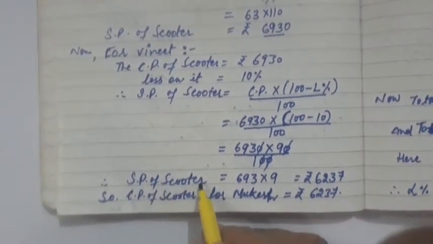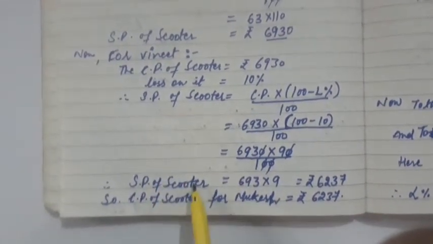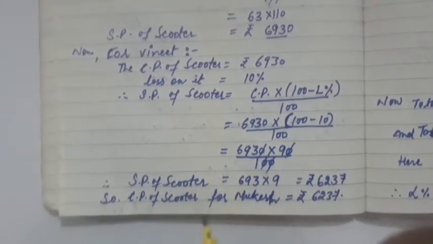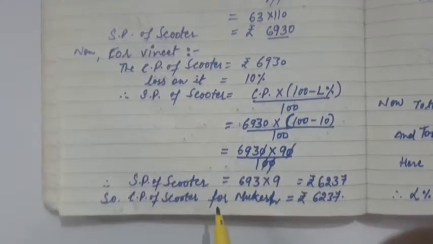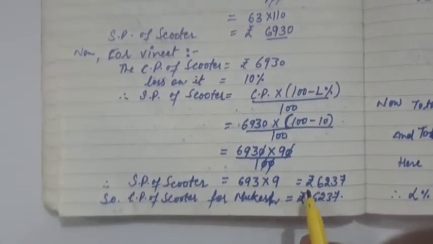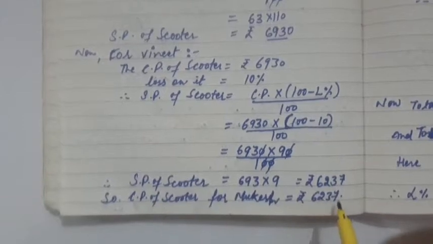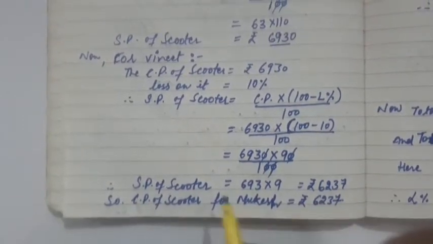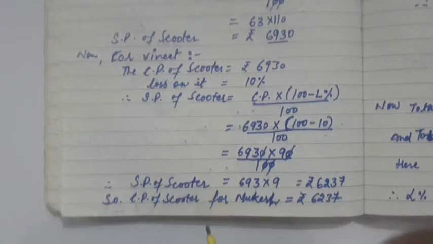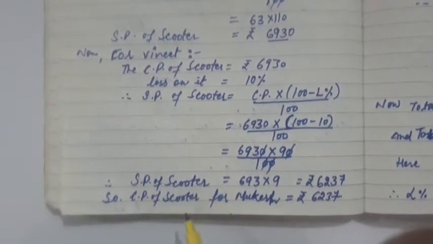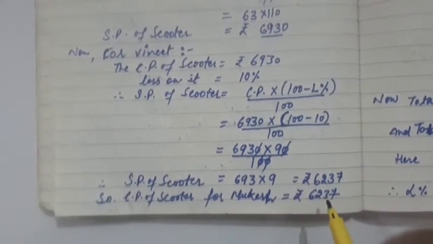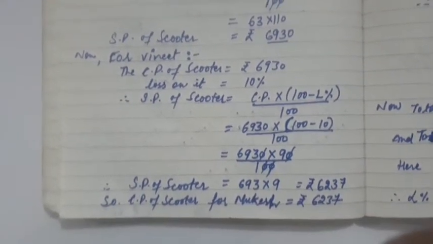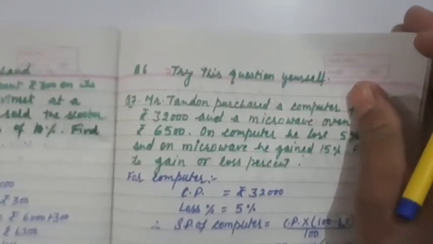So it is the SP of scooter for Vineet, and Vineet sells this scooter to Mukesh. Therefore the CP for Mukesh of the scooter is equal to 6237, which is the SP for Vineet, and it is the CP for Mukesh, that is 6237. In this way we have to solve this question. And the next question number 6 is also simple, you have to try yourself.